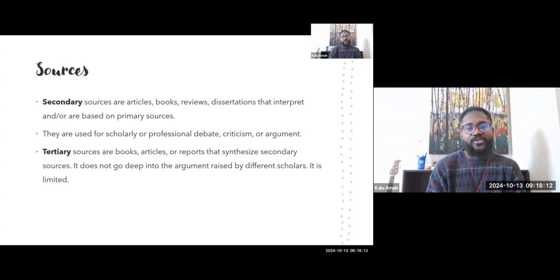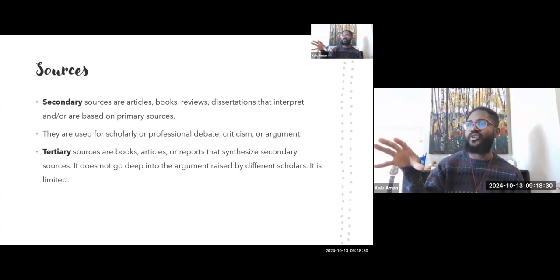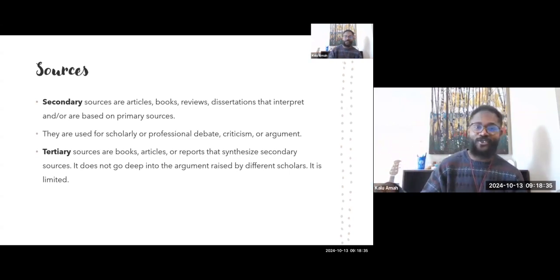Then talking about tertiary sources, tertiary sources are books, articles, or reports. But look at the difference. They synthesize secondary sources. So let's assume Chinwe has written a work on African literature, reporting on works of James Ngugi wa Thiong'o, Kofi Awoonor and Chinua Achebe. Then Ernest Emeagwali has also written something like that, and Charles Nnolim has also written something like that.